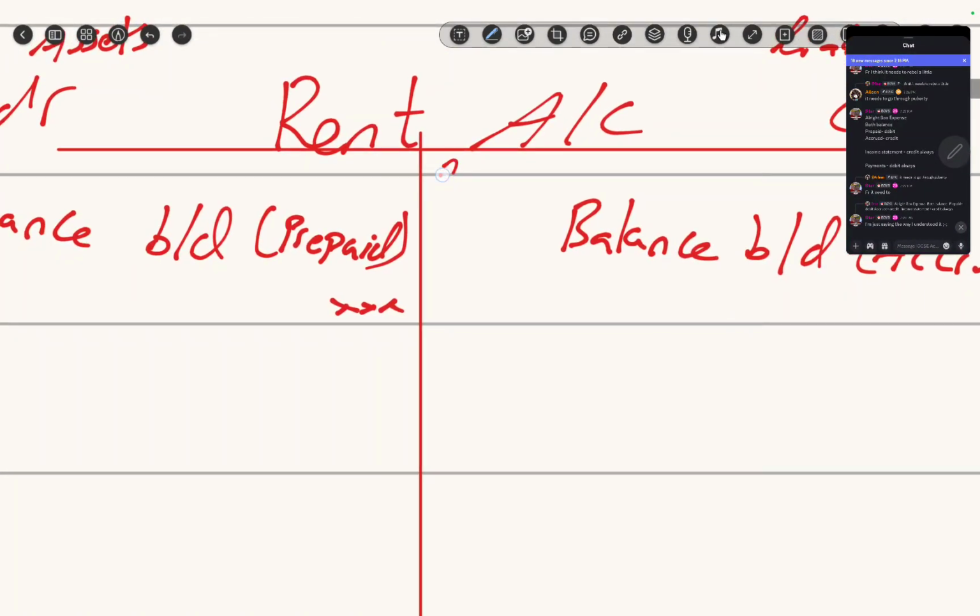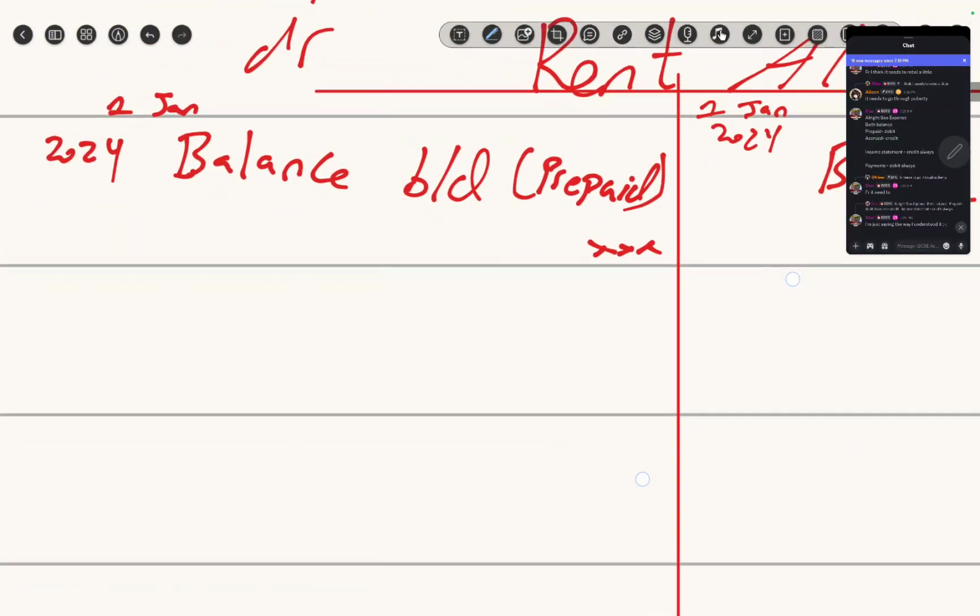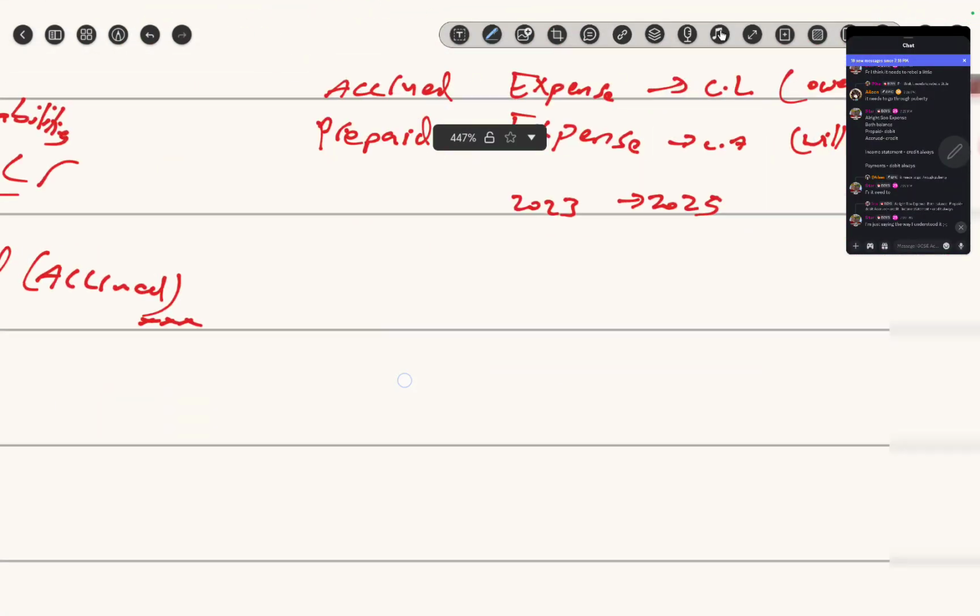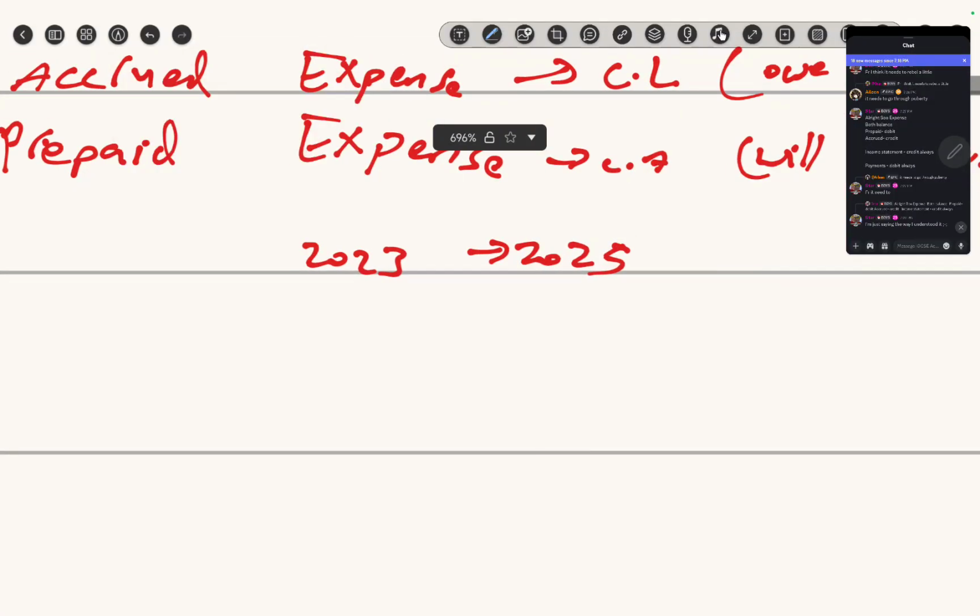And then this is also the same date. You need to write dates. There is one mark for the dates 2024. Okay. Here, let's just take this example. In 2023, you paid for the expense, and that's why in 2025 it's a balance BD.